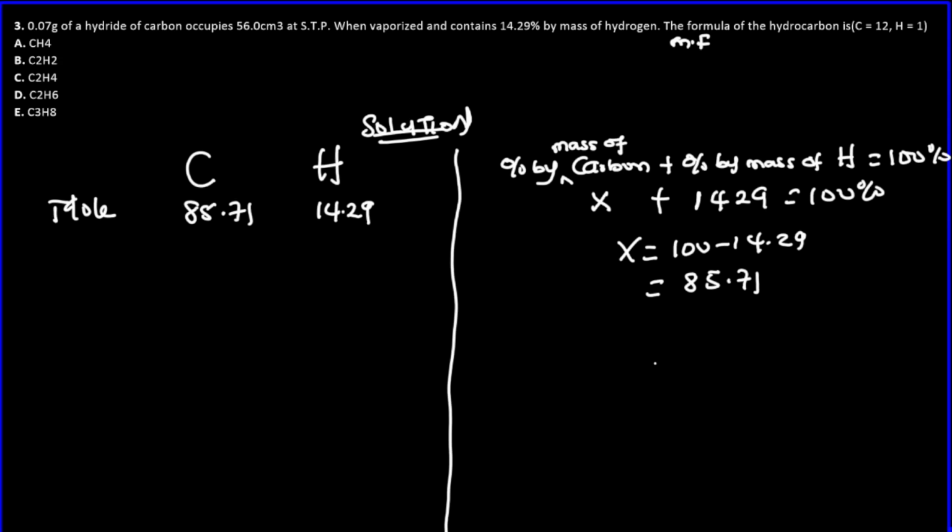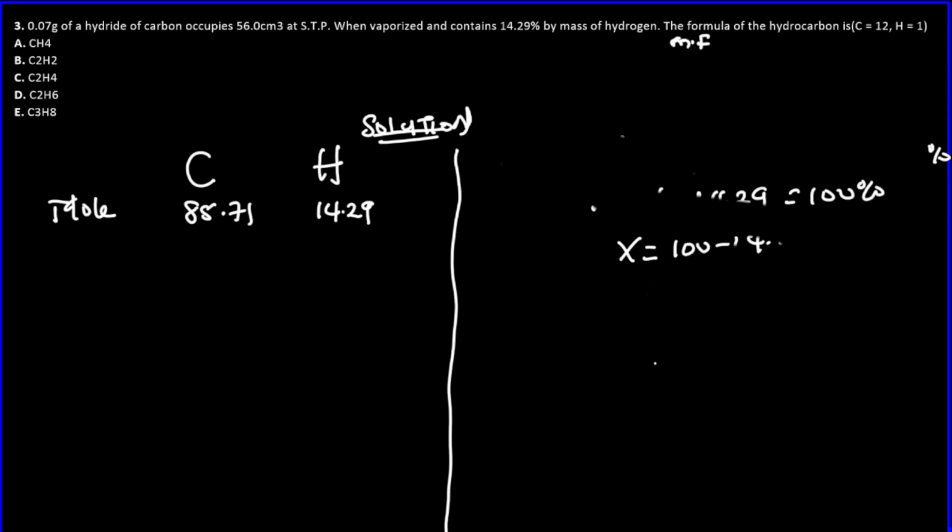I hope this is clear. So in case you're not given, don't panic. Just subtract it from 100. If there are three elements and you're given the percentage by mass of two of the elements, add the percentage by mass of the two that you were given and then subtract it from 100 to get the third element.